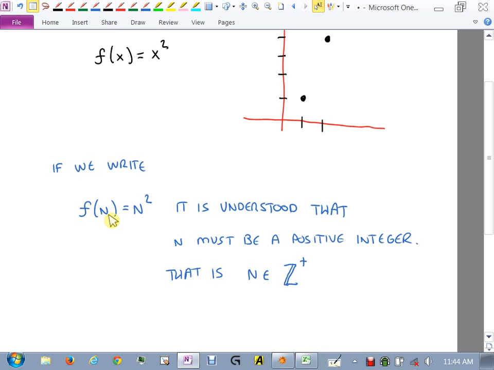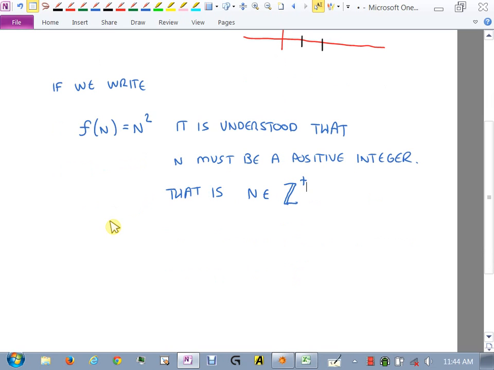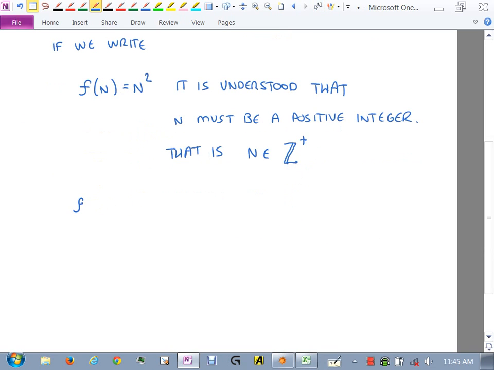Okay, now, if this is the case, if we've got this here, then I can write f of 1 equals 1 squared, which is 1. I could write f of 2 equals 2 squared, which is 4. f of 3 equals 3 squared, which is 9. And I could keep doing this all day long, couldn't I?